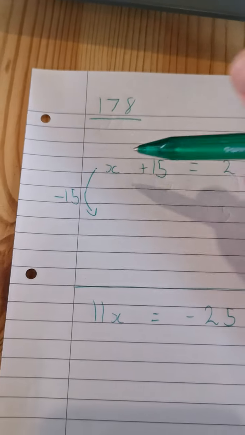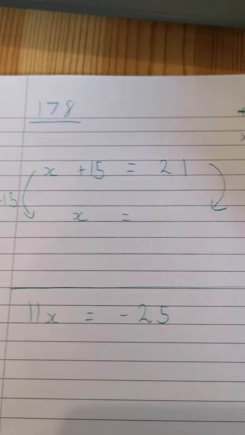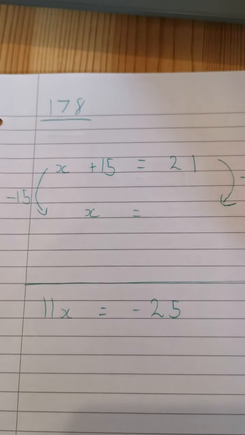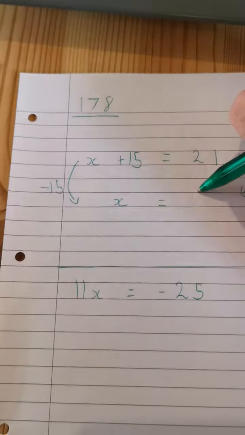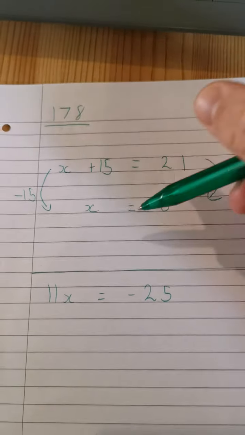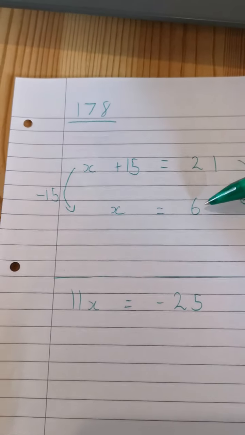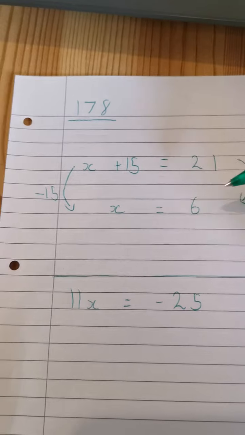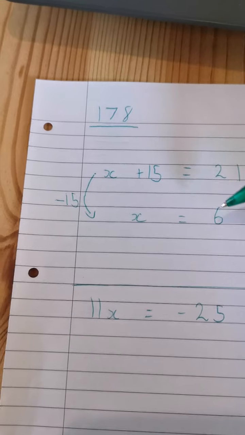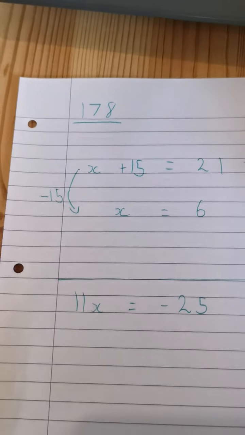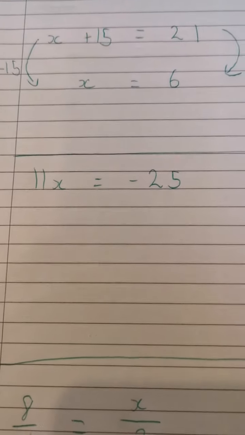If I have x plus 15, and I take away 15, I'm going to be left just with x. If I have 21, and I take away 15, because I'm doing exactly the same to each side, I'm going to be left with 6 on that side. Now I have x equals 6, so I've got x on its own, and I know that it equals 6. If I want to check that, I can say x plus 15, so 6 plus 15 equals 21. Great, it works.